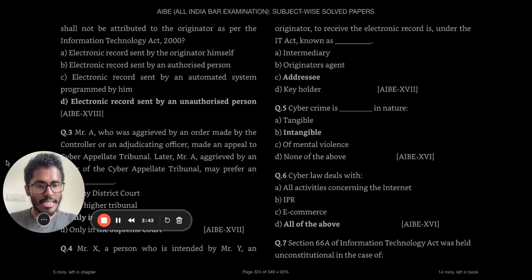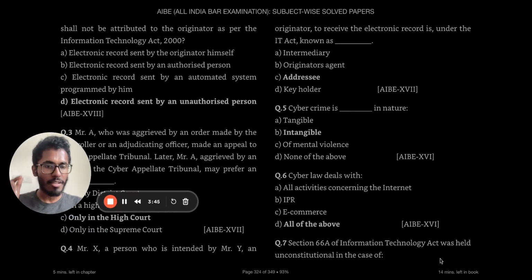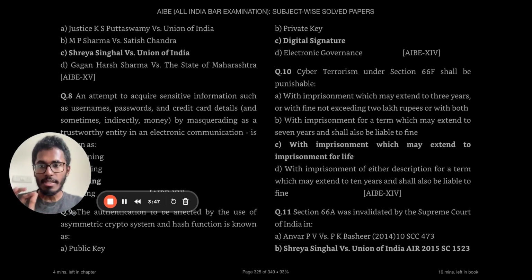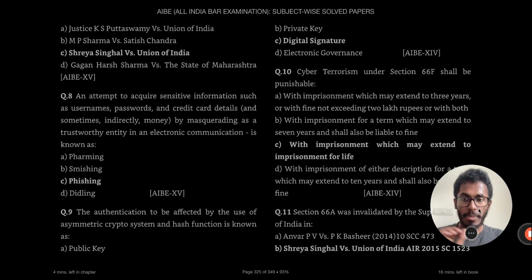Now, Section 66A of the IT Act was held unconstitutional in the case of, this is a repeated question, Shreya Singhal versus Union of India case. Please do not make a mistake over here.